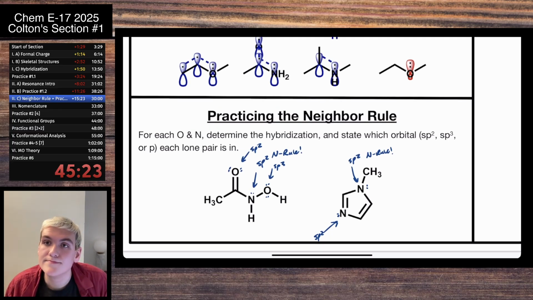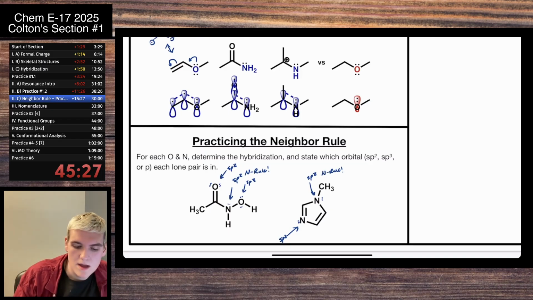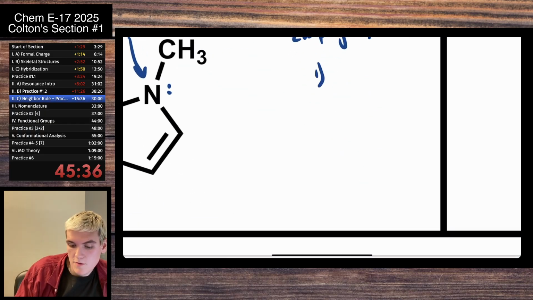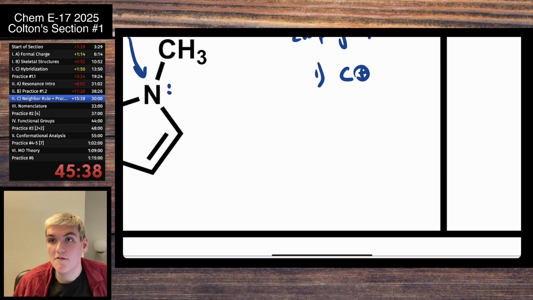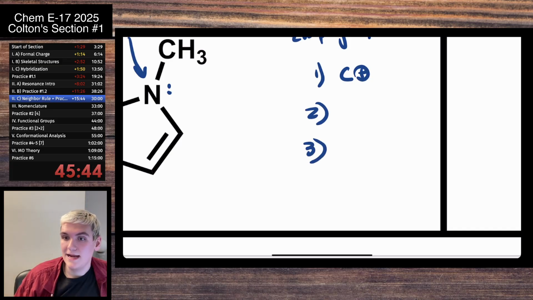Is there a quick way to recognize when there's an empty p orbital rather than a pi bond? So for an empty p orbital, there are really only three cases that you will see in the class. Number one is a carbocation. If you have a positive charge on a carbon, that's an empty p orbital. And then two and three are both in column three.